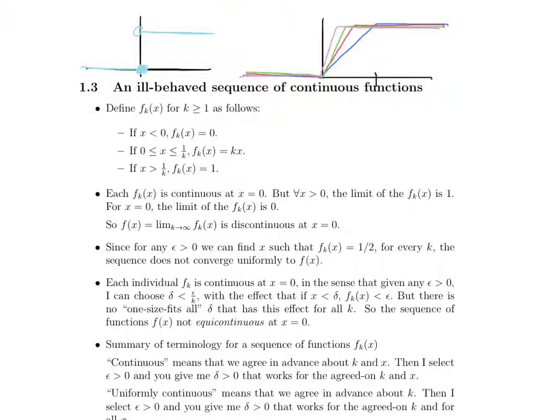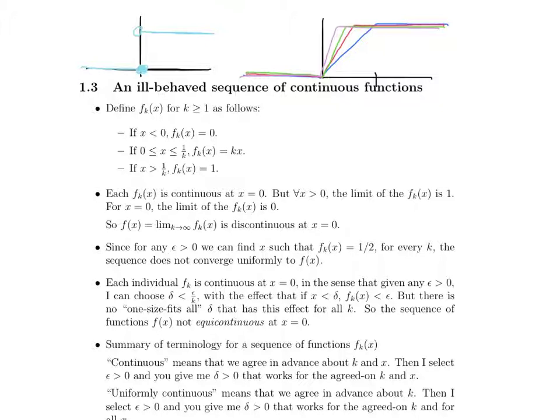So this light blue guy on the left here is our limit function, f of x. Here are some of the drawings of f1 through f4. Well, what's interesting here is we have a bunch of continuous functions who in their limit approach a discontinuous function. Let's see what else we can deduce about their behavior.